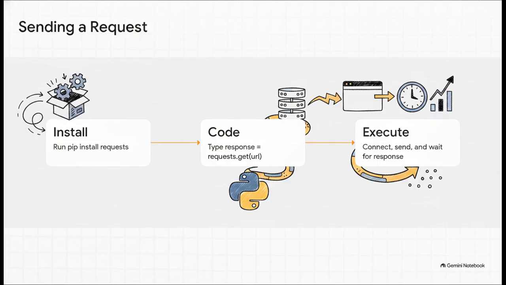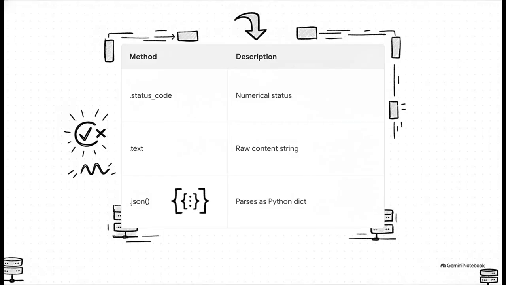Step 1, you run pip install requests. Step 2, you simply type response equals requests.get(URL). And there you go. That's literally it. That single line of code handles connecting, sending, and waiting for the response entirely under the hood. Once that happens, working with the resulting response object is an absolute breeze. It gives you convenient access to everything you need.